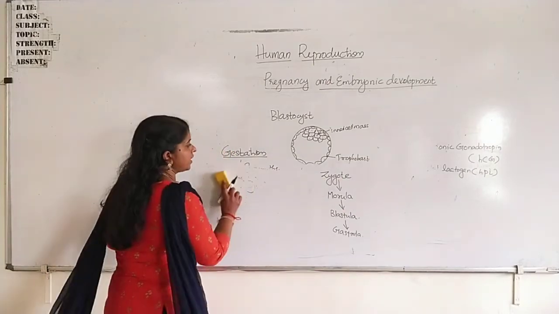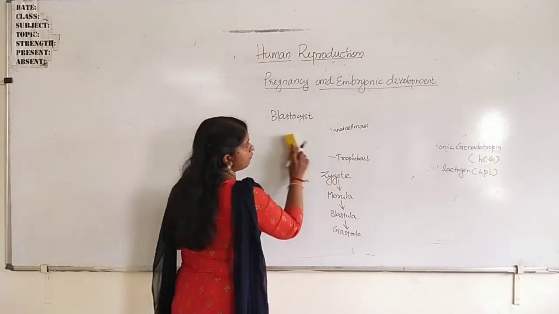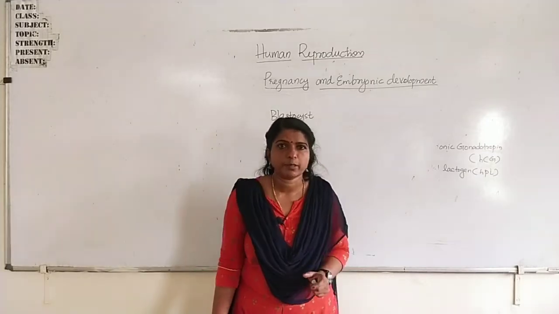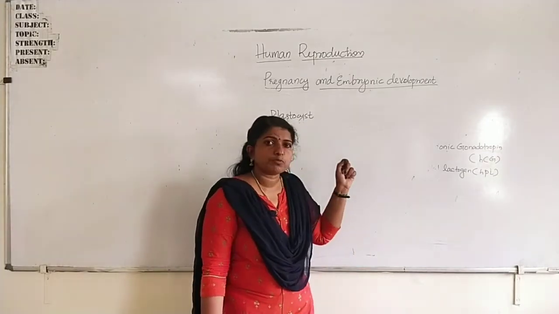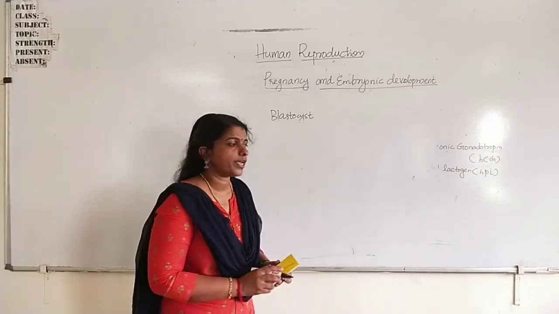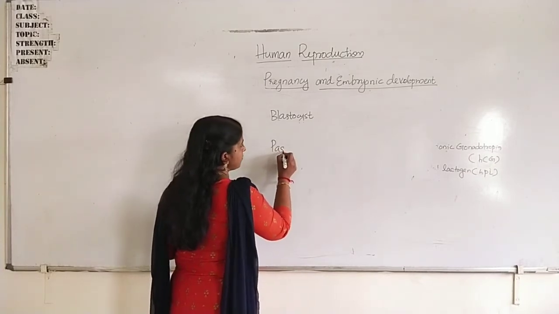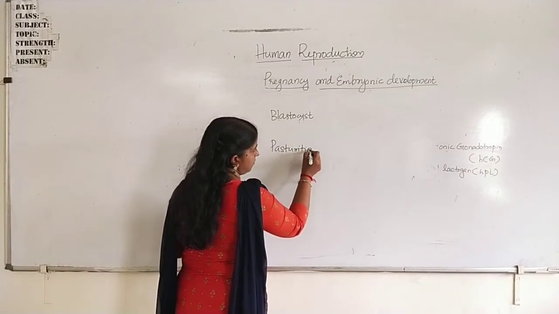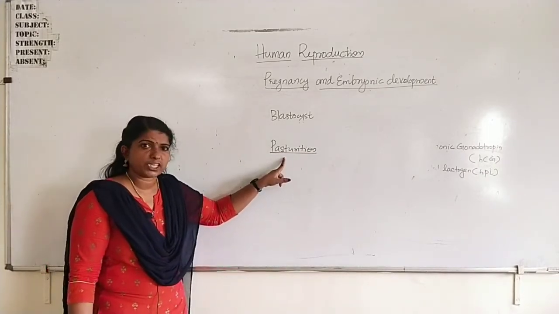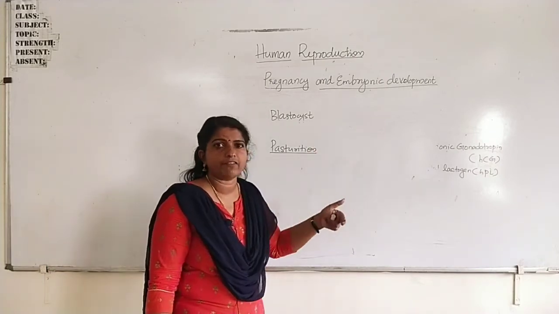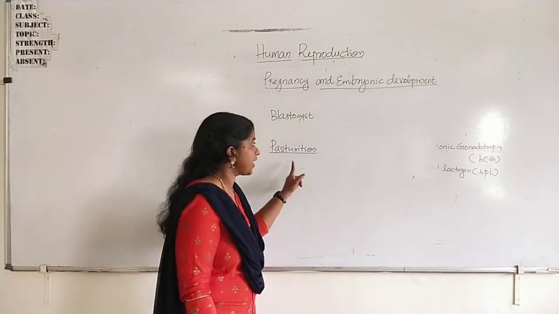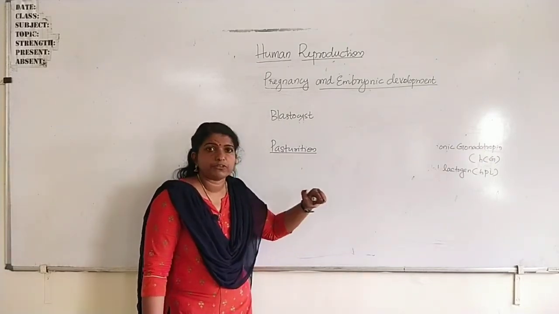Okay. Now we can study the process of delivery. When the fetus is fully developed, it is expelled out of the uterus by the contraction of the uterine muscle. Okay, and that process is known as parturition. The process of expulsion of the fully developed fetus from the uterus through the vaginal canal. Okay, that is parturition.